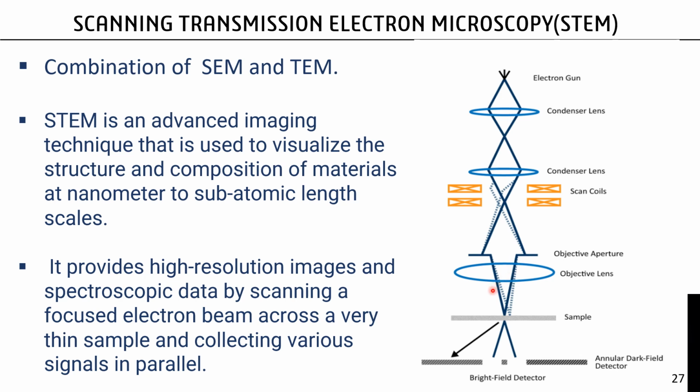The most common signals acquired in STEM are the bright field detector, annular dark field detector, and high angle annular dark field image. These detectors are discussed in later slides. The technique is commonly paired with energy dispersive X-ray spectroscopy and electron energy loss spectroscopy to provide a correlative spectral map of elemental composition and electronic structure.